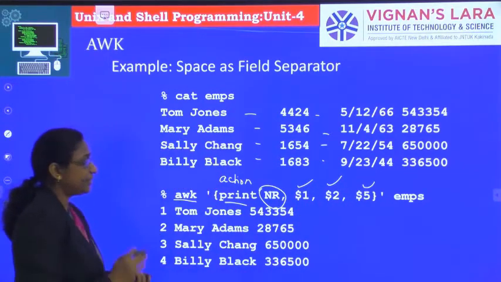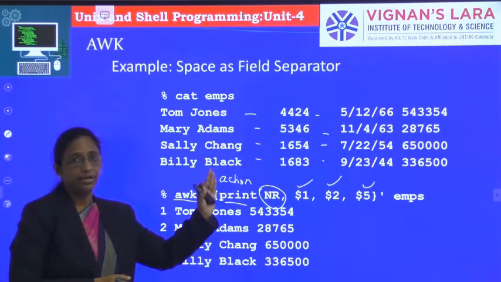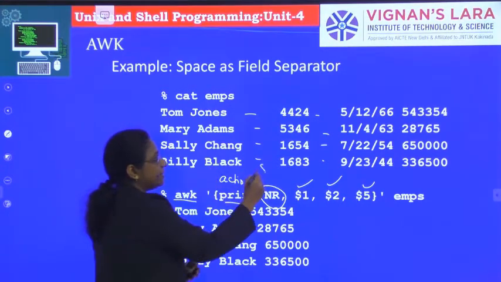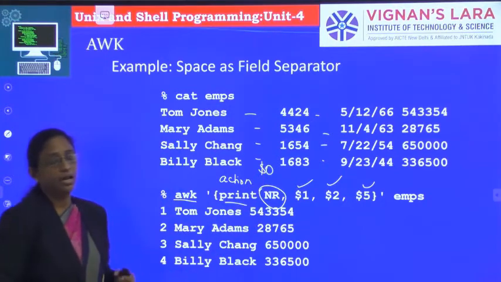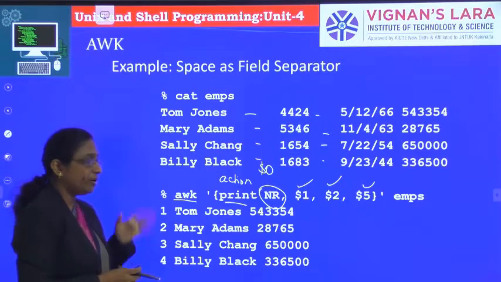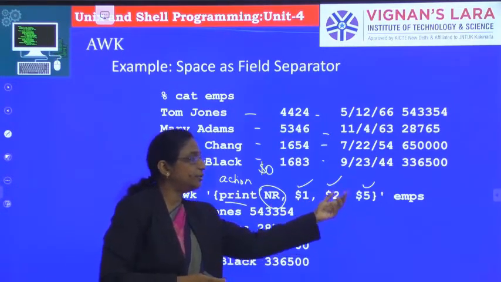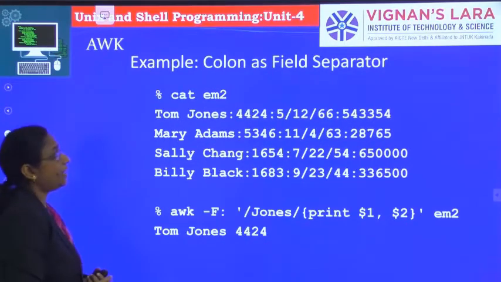Whereas in the previous example the entire line is displayed, since you said $0, which means the whole line is displayed. Now I don't want the whole line to be displayed. I want only the fields $1, $2, $5. Next, colon as field separator.